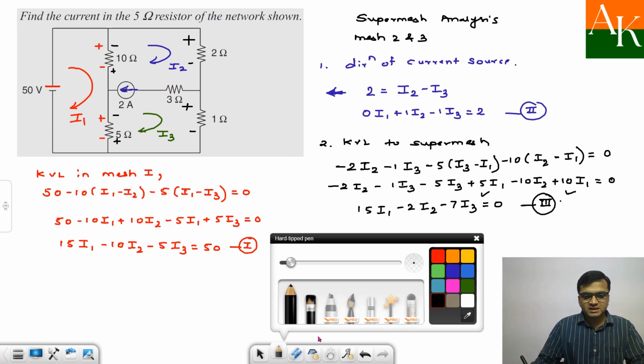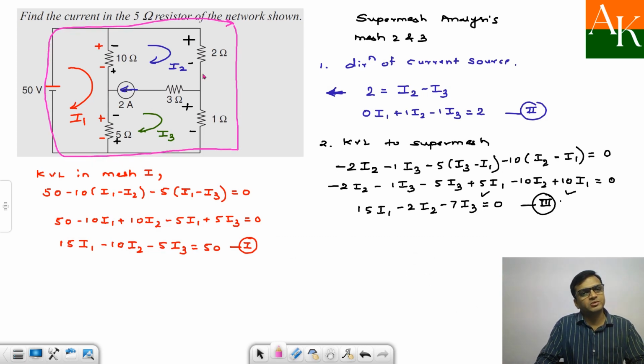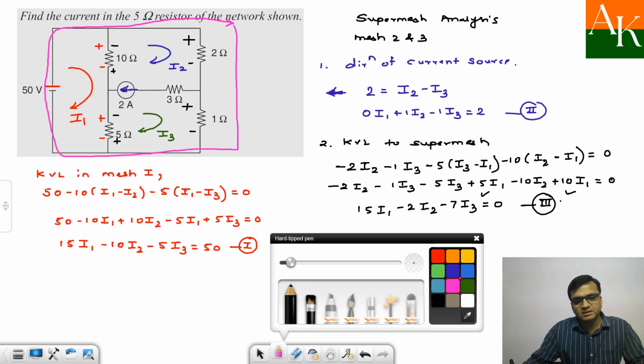select a path like this one for applying KVL to the supermesh: 2 ohm, 1 ohm, and then directly through the 50 volt you can reach over here. No problem. The equation that results from applying KVL this way is different from this equation, but the solution will be the same. Finally, if you calculate I1, I2, I3, it will be the same. Whatever path you select, if you are applying proper KVL, there is no problem.